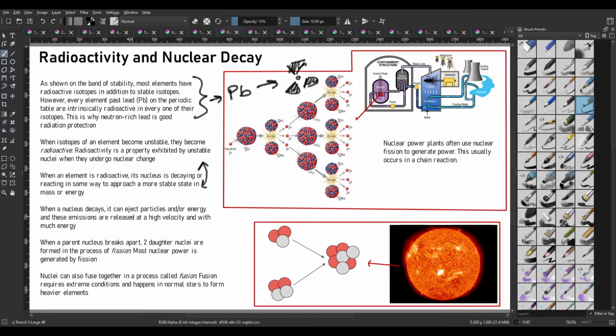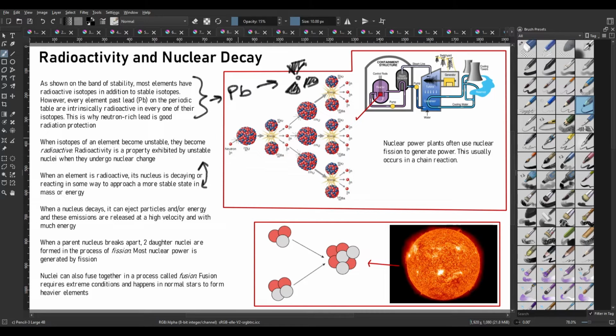When a nucleus decays, it can eject particles and/or energy, and these emissions are released at a very high velocity and with much energy. And that's actually how nuclear fission works for power. And on the topic of fission, this is when a parent nucleus breaks apart or ejects parts. Two daughter nuclei are created, or two particles are created in fission. And this is, again, how most nuclear power is generated here on Earth.